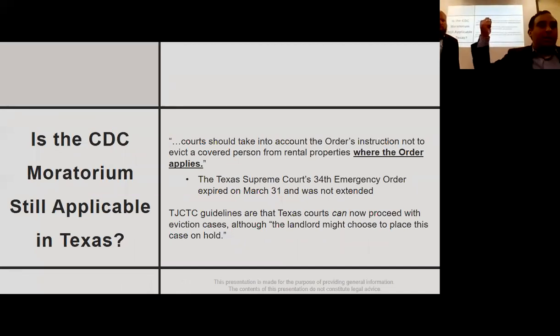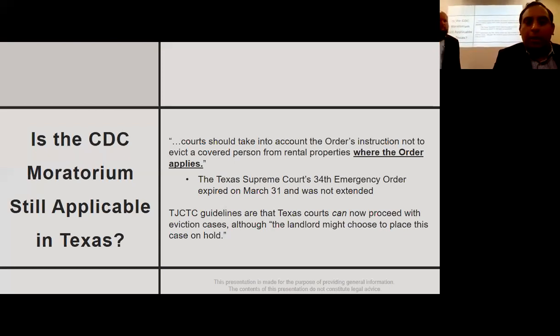So is the CDC moratorium applicable in Texas right now? Well, the CDC moratorium's wording says that courts should take into account the order's instructions not to evict a covered person from rental properties where the order applies. In Texas, the CDC moratorium order was implemented based on the Texas Supreme Court's emergency order saying everybody has to abide by the CDC order. On March 31st, though, the Supreme Court did not renew that particular portion of their emergency order. Their emergency order as it currently stands does not say anything about the CDC order or that the courts have to implement the CDC order.